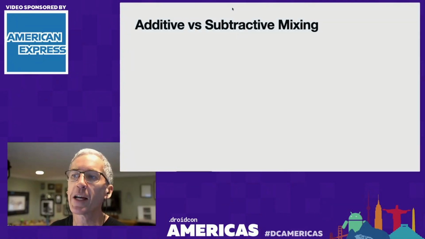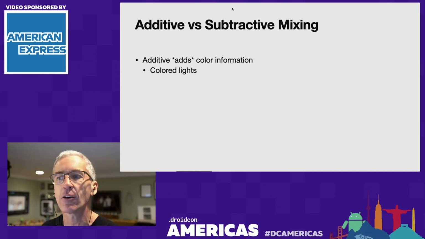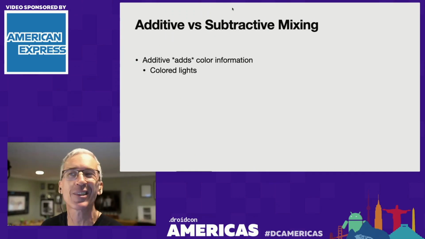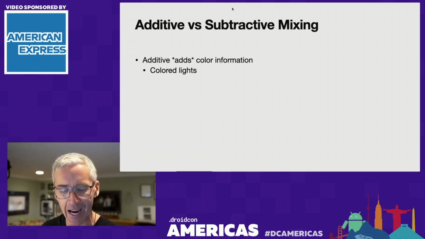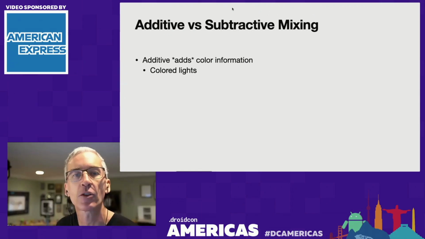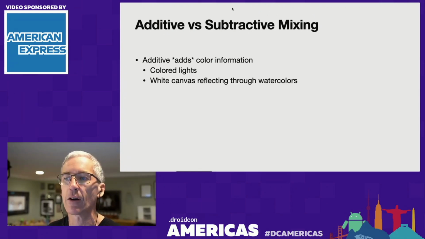All right, so we have these two essential ways of mixing color: additive, which we've been talking about, and subtractive. Additive basically adds in color information. You can think of this as colored lights, which is essentially exactly what is going on with pixels. You have a red light, a green light, and a blue light, and they combine and add to each other to give a mixture of light and color information for the final color that we perceive in our eye.